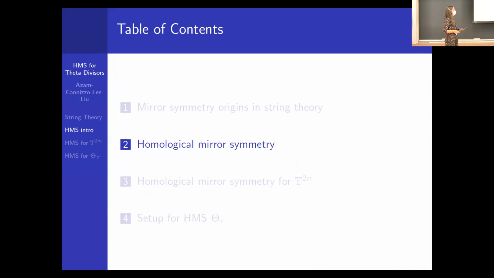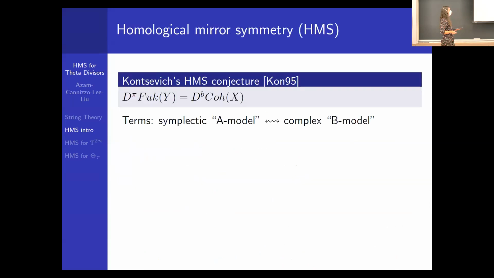Okay, so what about an algebraic version of mirror symmetry? So Kontsevich, in an ICM address, conjectured homological mirror symmetry. So there's an algebraic invariant called the Fukaya category, which I'll define in a moment. That's something on the symplectic manifold. And that is equivalent to, so as categories, something which encodes a complex geometry. This is called the bounded derived category of coherent sheaves. So these two things are isomorphic. That's the algebraic version of mirror symmetry.